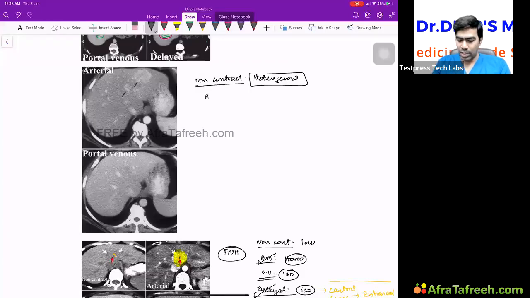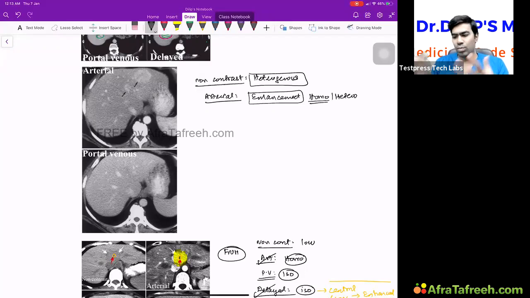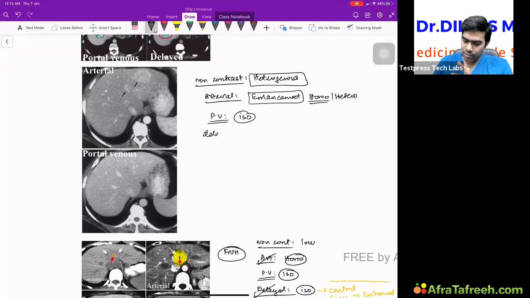At the same time, in arterial phase, you will see enhancement of the mass. It can be either homogeneous or heterogeneous if there is bleeding inside, but very commonly homogeneous is what you will get in the exam. But if there is bleeding within the tumor, you can get a heterogeneous enhancement. And next thing, in the portal venous phase, the tumor will be isodense. And in the delayed phase also, the tumor will be isodense. That's what you're typically seeing here.